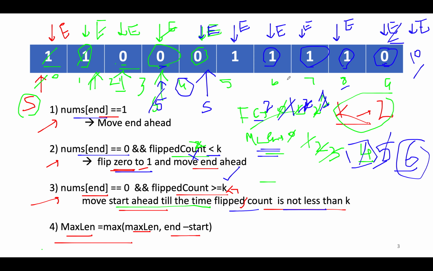There are two possibilities in this question. Either you update these two zeros, or you update this one or this one. In both the cases, the answer will be 6. I hope you understood this algorithm, and let's move on to the coding section.